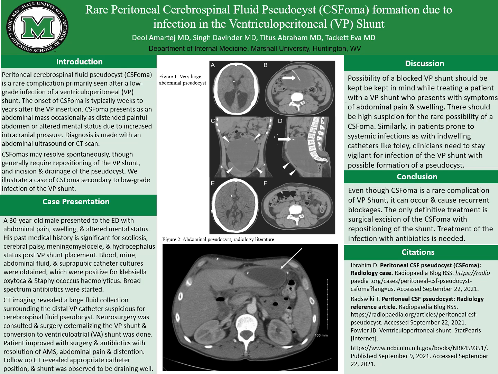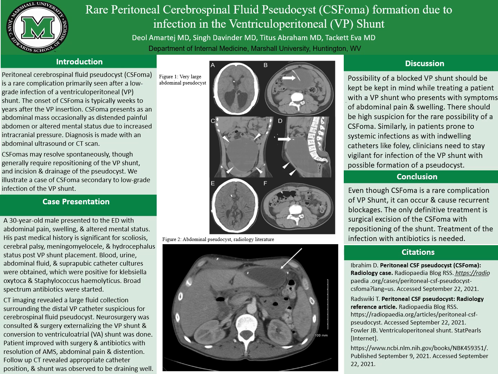CSFomas present as an abdominal mass, occasionally as distended painful abdomen or altered mental status due to increased intracranial pressure. A diagnosis is made with an abdominal ultrasound or CT scan. CSFomas may resolve spontaneously, though generally require repositioning of the VP shunt and incision and drainage of the pseudocyst.